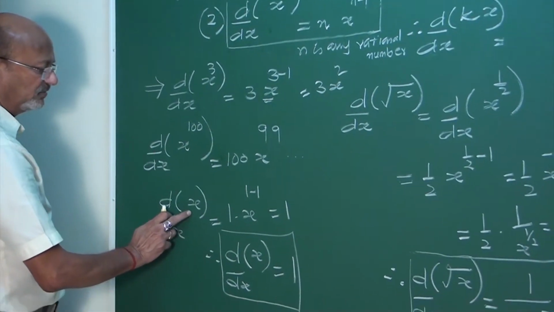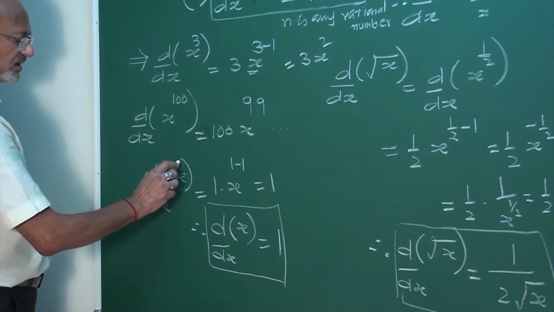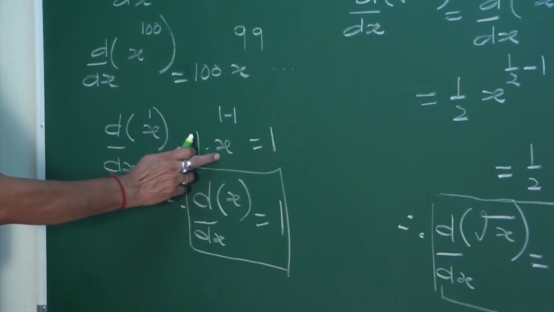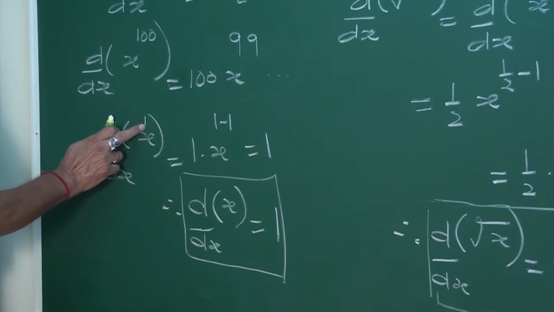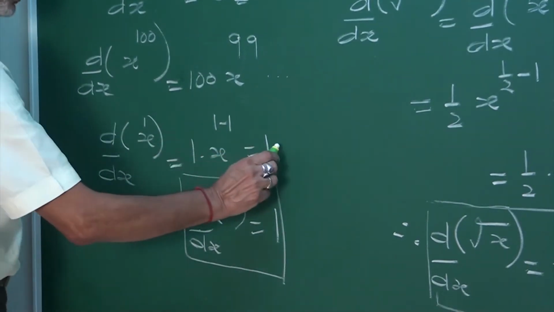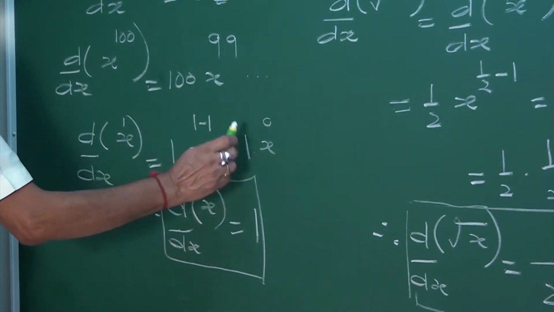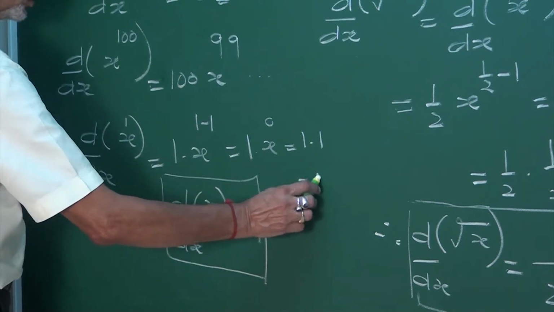Yes, my friend, derivative of x here. Tell me, my friends, what is the power here? 1. Then n into x to the power n minus 1. N minus 1 means 1 minus 1. Otherwise, you can write this as 1 into x to the power 1 minus 1. What is 1 minus 1? 0. Then what is it? It is 1 into 1, which means 1.